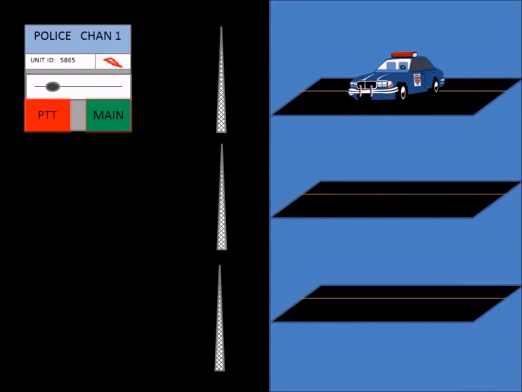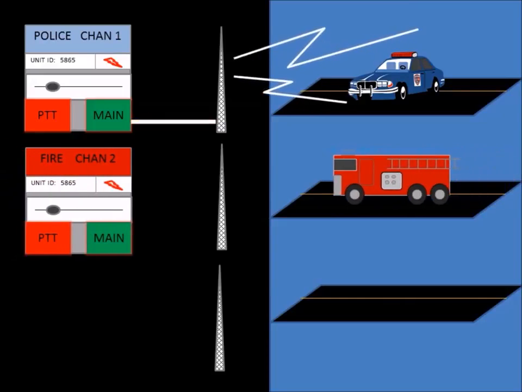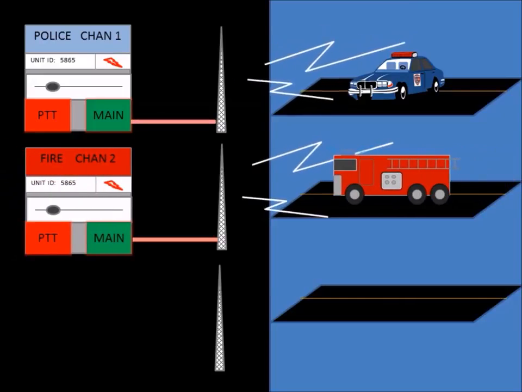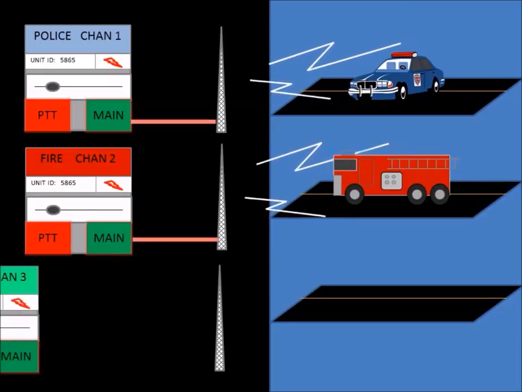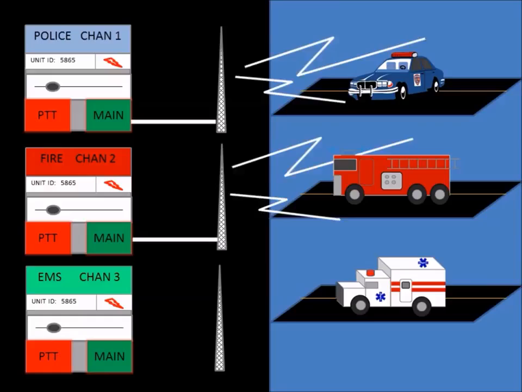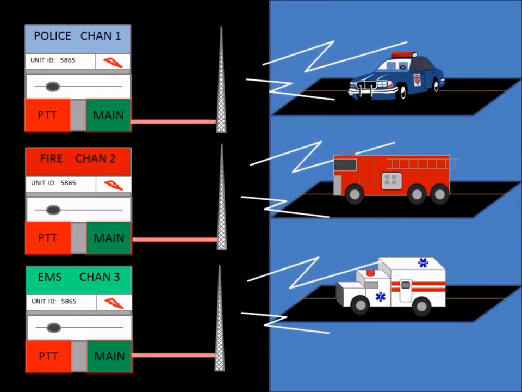Conventional systems are typically single-channel systems. An agency may have multiple frequencies from which they operate, each supporting a different user group or operation. Police may operate on one channel, fire on a second, and EMS on a third. Multiple channel systems like trunked radio systems will be discussed later on.